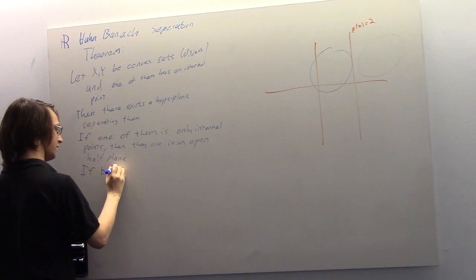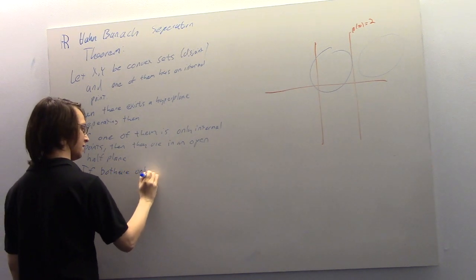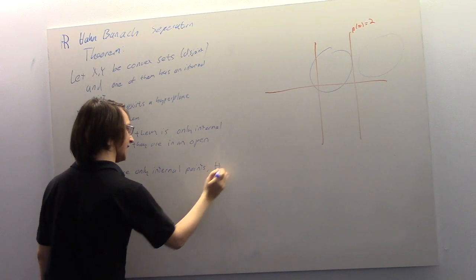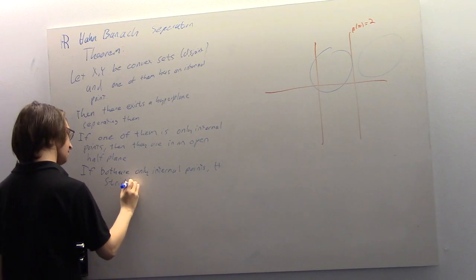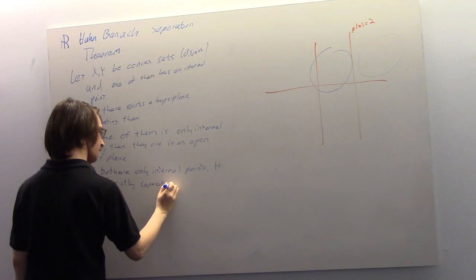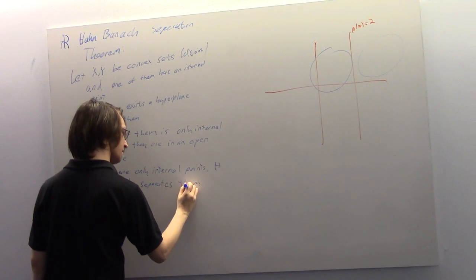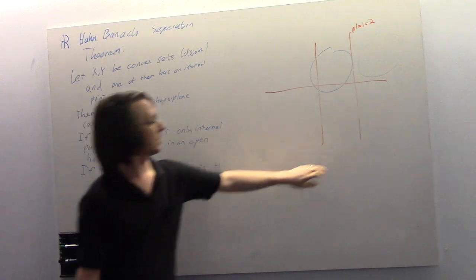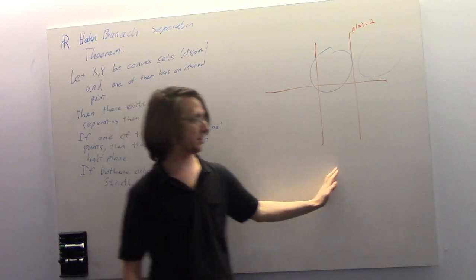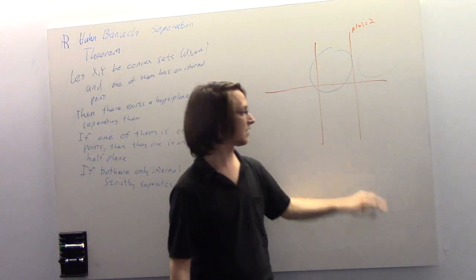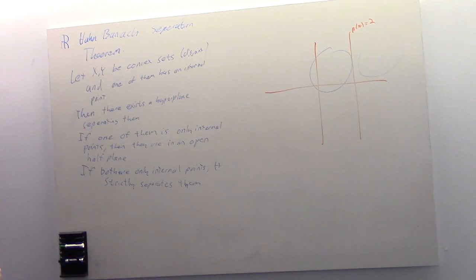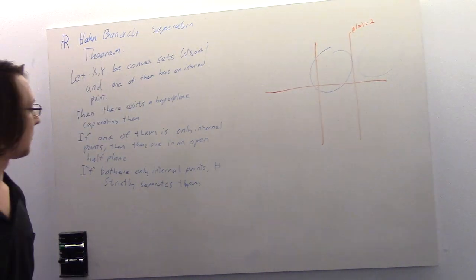If both are only internal points, h strictly separates them. So this says, if both are only internal points, one of them is on one side of this line, one of them is on the other, and neither of them hit this line. It is this theorem we will spend the rest of this lecture trying to prove. Okay.